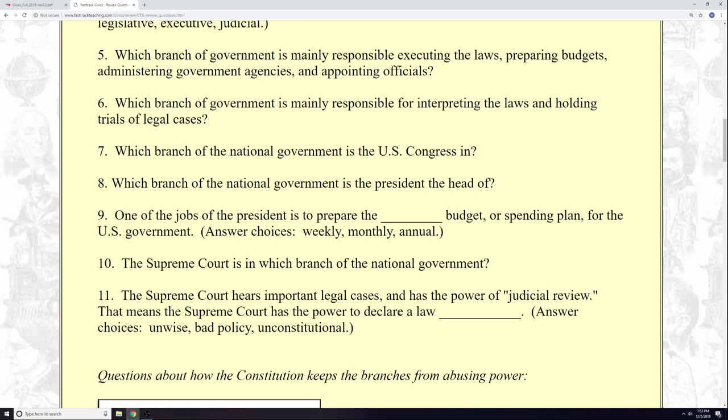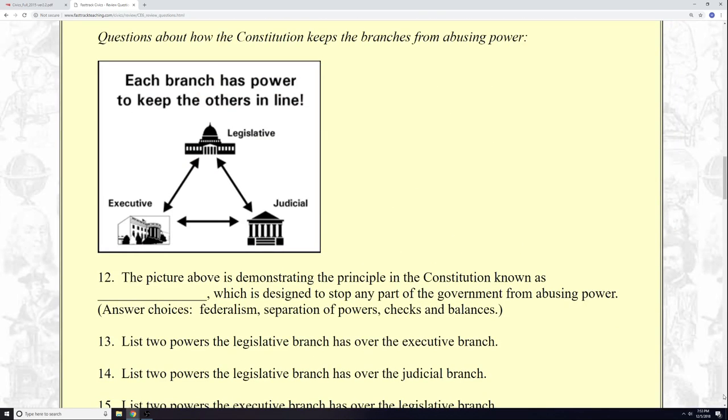Then number 11, the Supreme Court has the power of judicial review. This means the Supreme Court has the power to declare a law unconstitutional. Very good, very good.